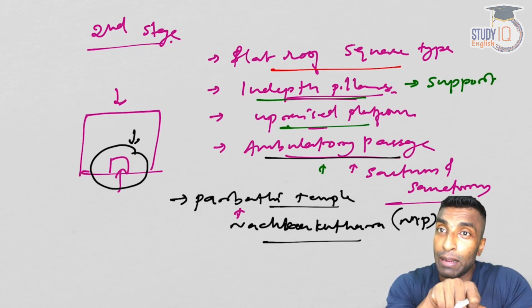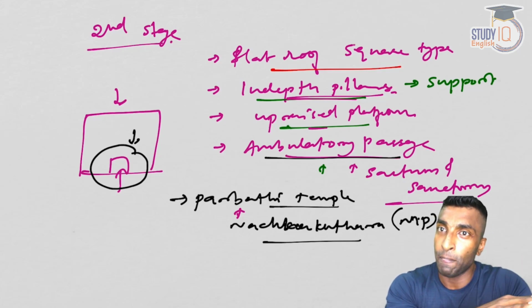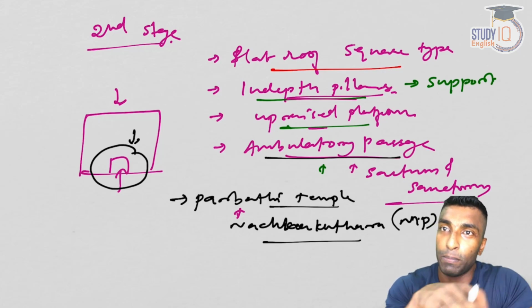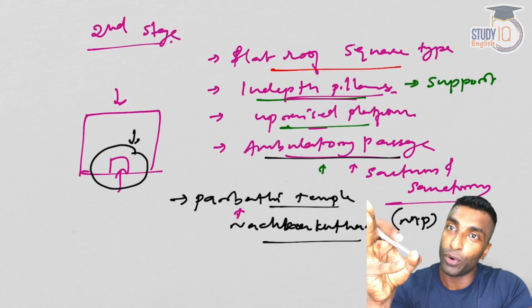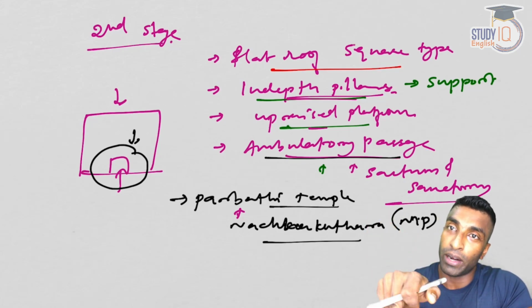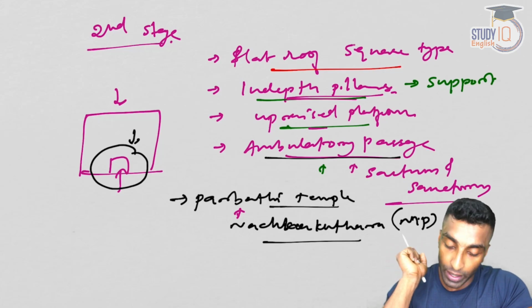Now there is an ambulatory passage around the sanctum sanctorum. That's the Garbhagriha, right? That's where the deity of the temple is kept. And I've told you about this Panchayatan style, right? In that Panchayatan style, in a 1+4 arrangement, you keep the main deity and the subsidiary gods. Around the main god, you will have an ambulatory passage.